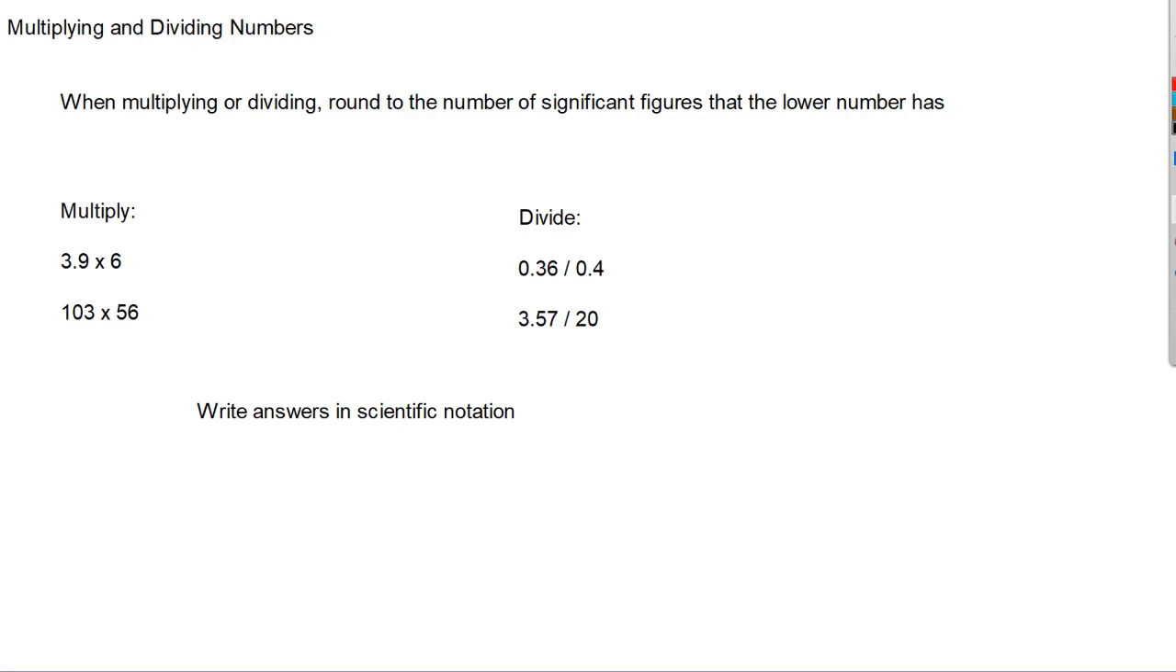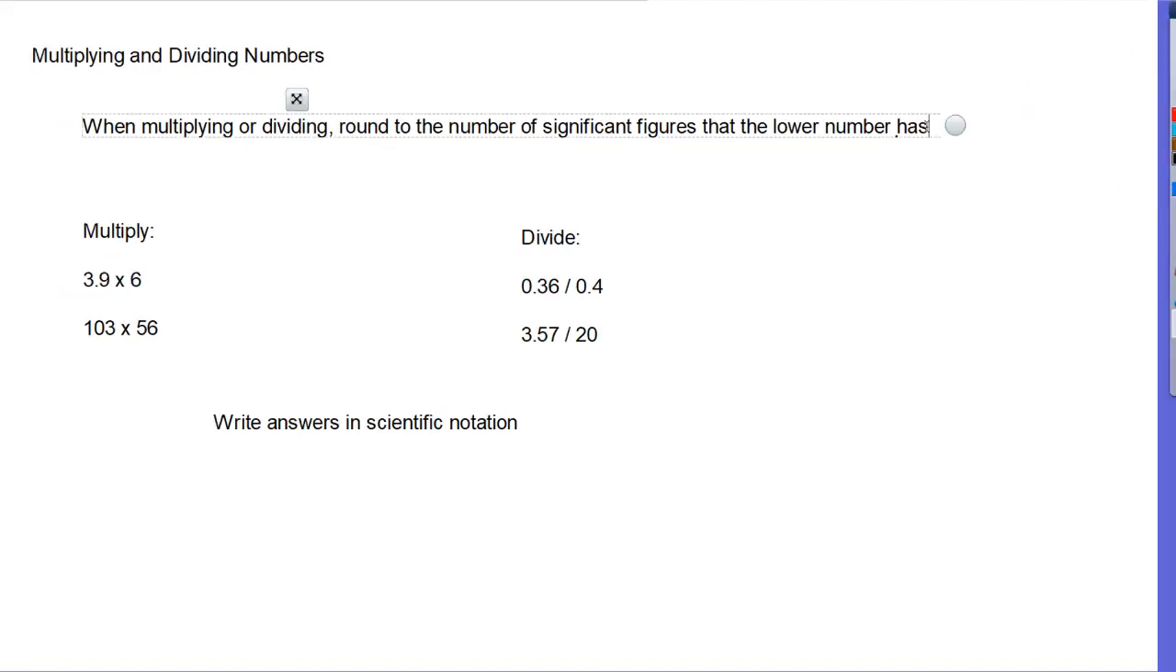When you are multiplying and dividing, you round the number to the number of significant figures that the number with the lowest amount of significant figures has.